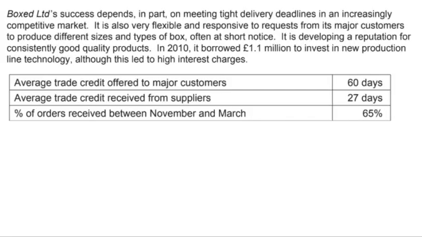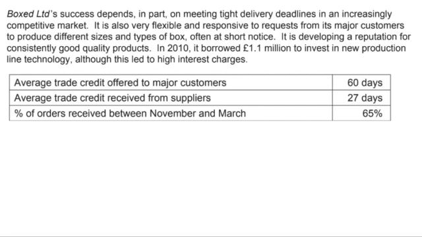So let's imagine we've got, and this is from an old AQA paper, a boxing company. Boxers Ltd. Their success depends in part on meeting tight delivery deadlines in an increasingly competitive market. It's very flexible and responsive to requests from its major customers to produce different sizes and types of boxes, often at short notice. It's developed a reputation for consistently good quality products, and in 2010 it borrowed £1.1 million to invest in new production line technology, although this led to high interest charges.